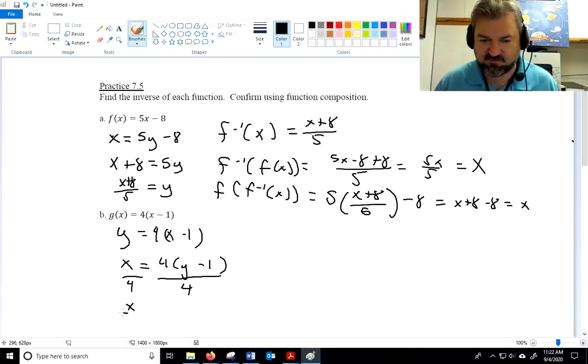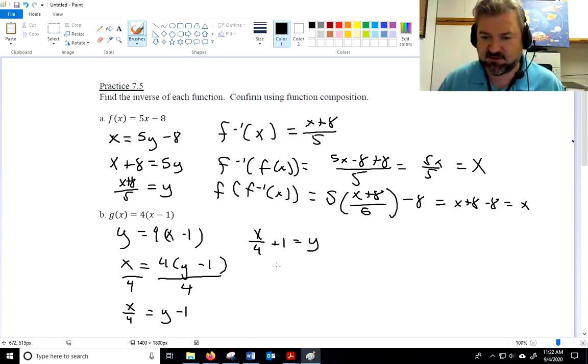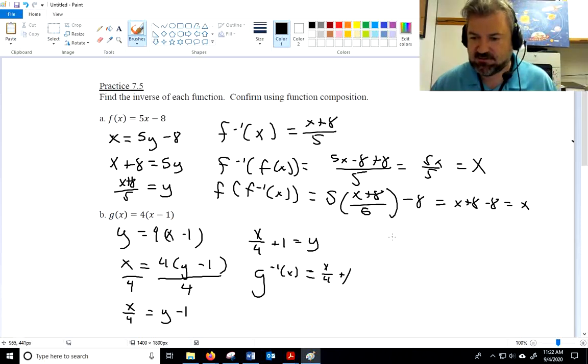And I get x over 4 equals y minus 1, and then I'll add the 1 over. So I get x over 4 plus 1 is equal to y. We could do that in either way, though. So I know that g inverse of x is equal to x over 4 plus 1. All right, let's check g of g inverse first.